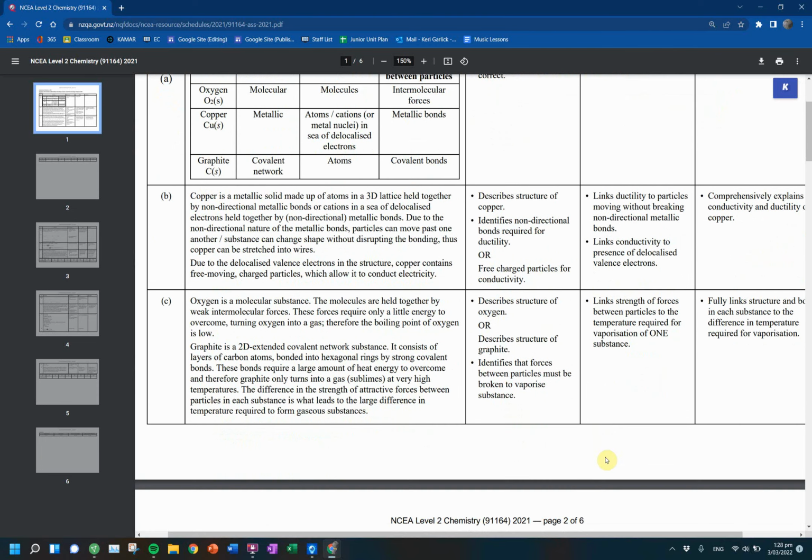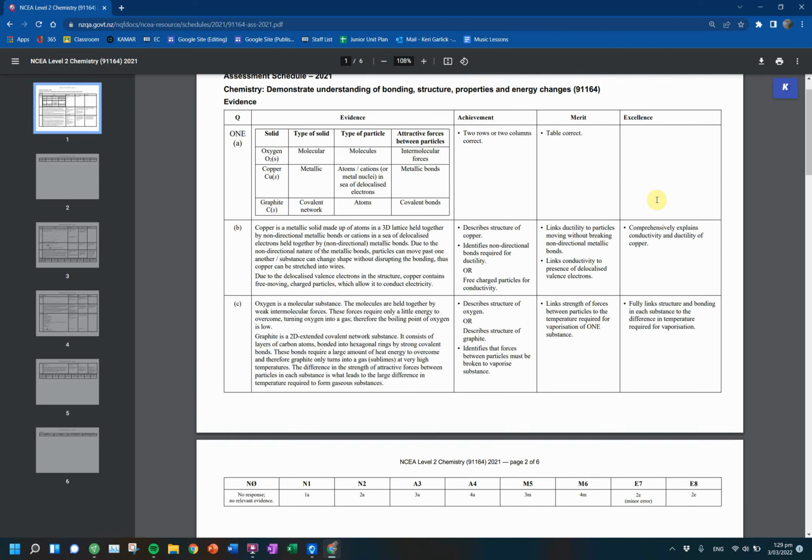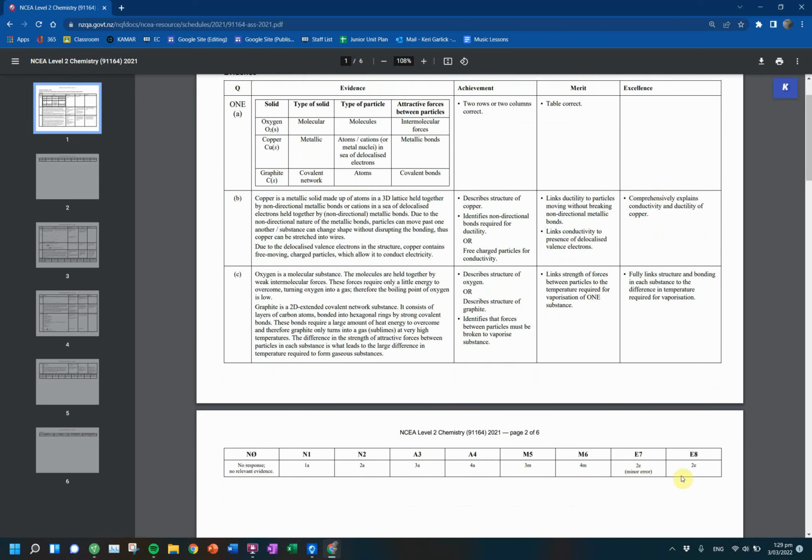And then the last thing to look at would be the point breakdown. In this case, there were 2 excellence points, and you needed to get both of those excellence points to get the E7 or the E8. So that's where they made up for the fact that this is very easy. When you see minor error, it means that you've made a mistake somewhere. For example, maybe your minor error is that you didn't specify that there are valence electrons and you just said charged particles. That would mark you down from an E8 to an E7.